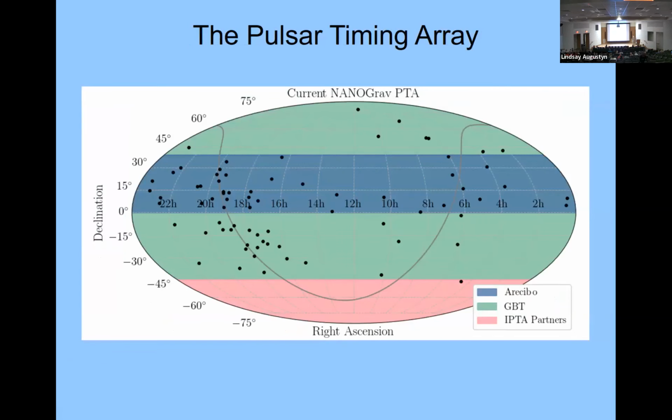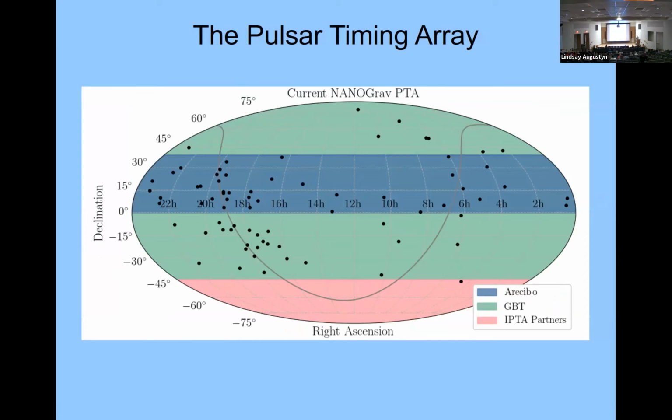And so we're observing 80 pulsars. That makes up a pulsar timing array. So there's an array of pulsars that we are timing. And it really is building a detector for gravitational waves that is the size of the galaxy.